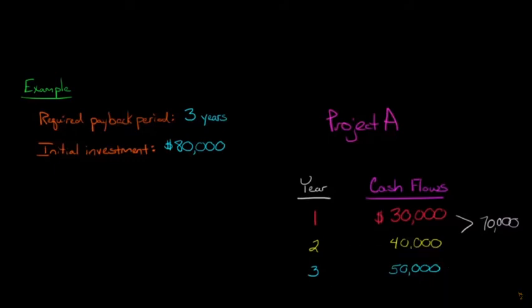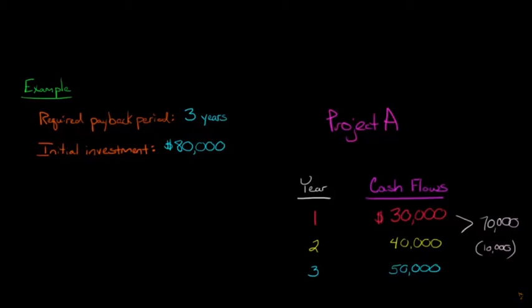But if somebody were to ask you, what is the actual payback period? How quickly does this project pay itself back? We know the answer is somewhere between 2 and 3 years. The question is, how do we calculate how much? We're $10,000 short coming into year 3. I got that by taking the $80,000 invested upfront minus the $70,000 we received in the first 2 years.